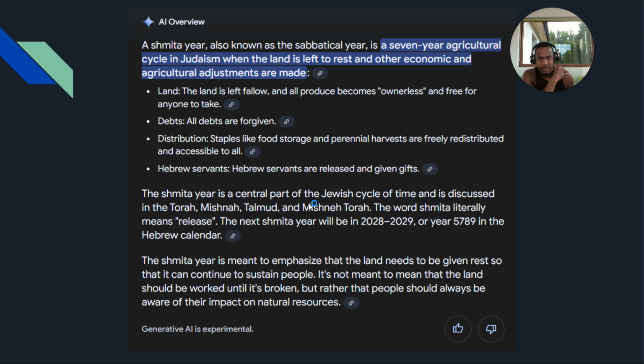The central part of the Jewish cycle of time is discussed, well, it's discussed everywhere. The word literally means release. And look at this here, guys. The next Shemitah year will be in 2028 to 2029. And have a think back to the previous Shemitah years, which line up with those hot zones.